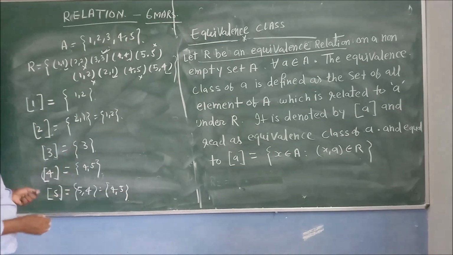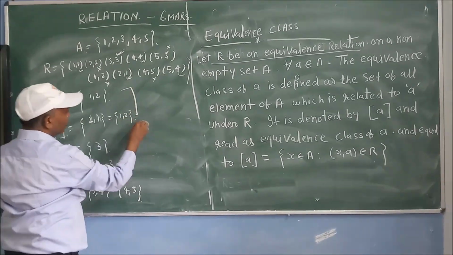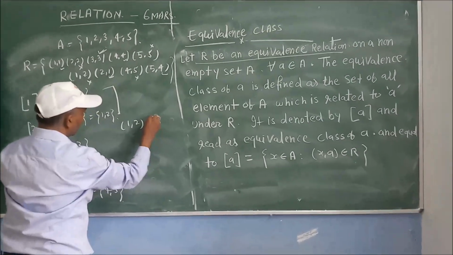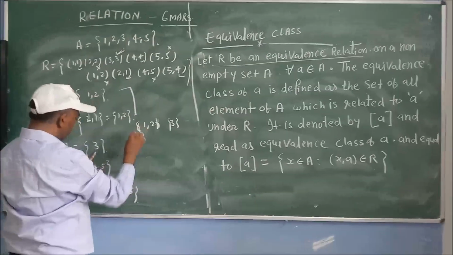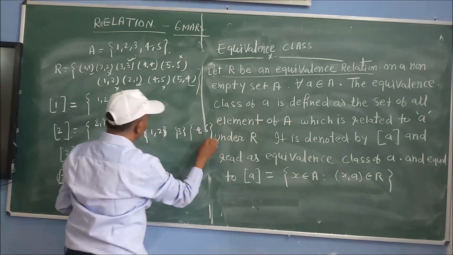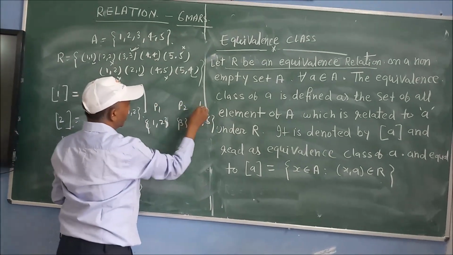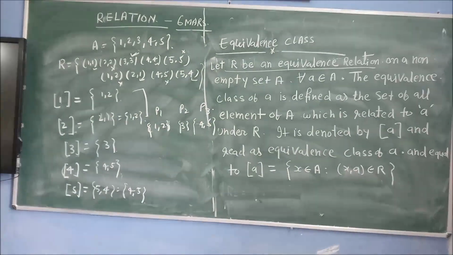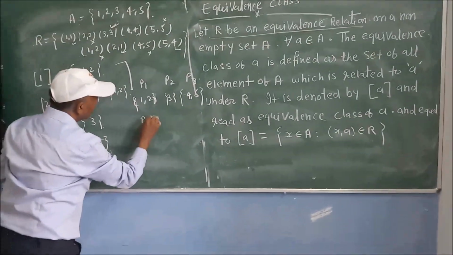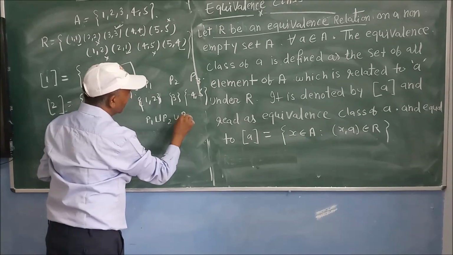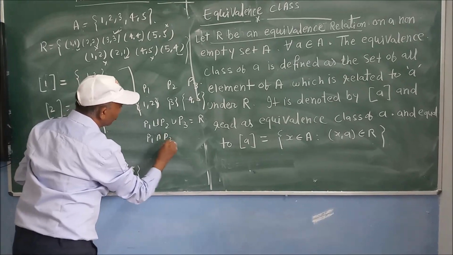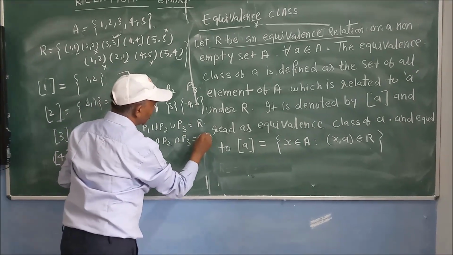So what are the partitions of this set? These two sets are the same. So your partition will be 1, 2. This is your another partition: the elements will be 3. And here these two are same, so this is your third partition 4, 5. Suppose these are your P1, P2 and P3. So here you can say that P1 union P2 union P3 is nothing but equal to R. And P1 intersection P2 intersection P3 is nothing but empty.